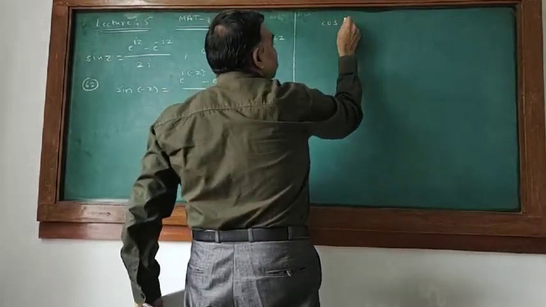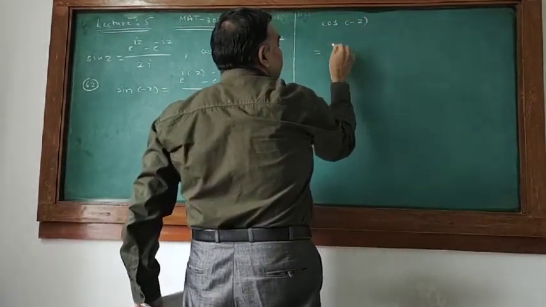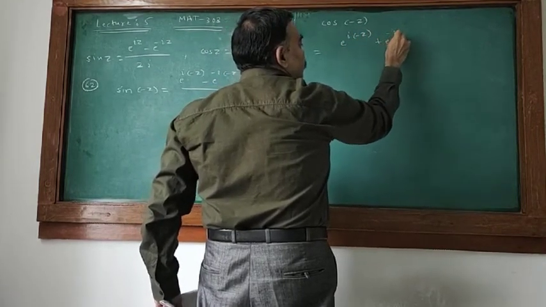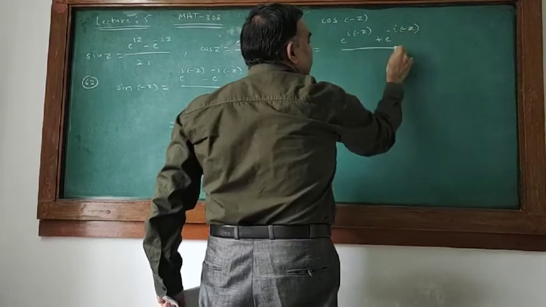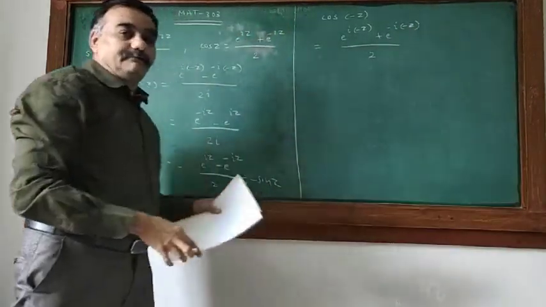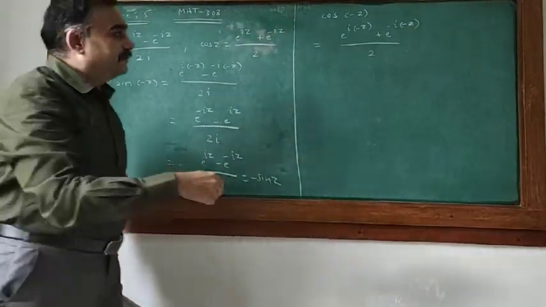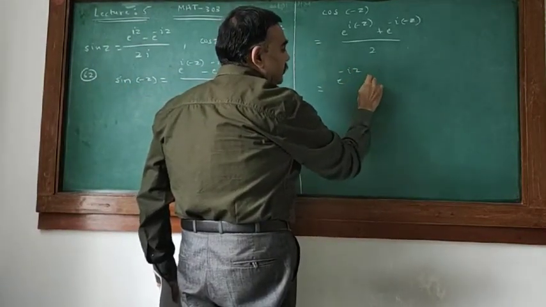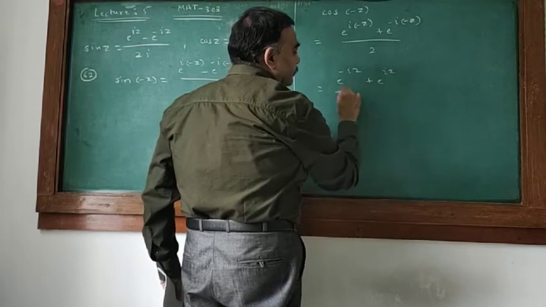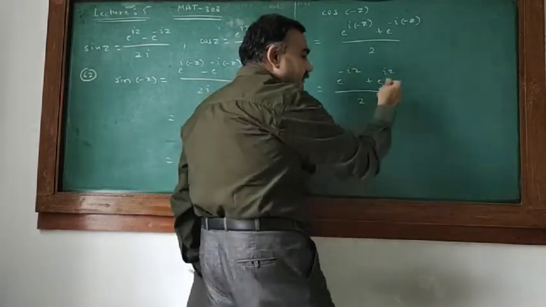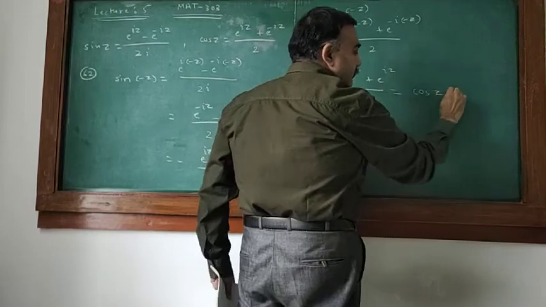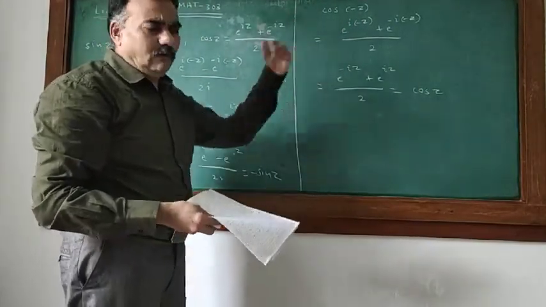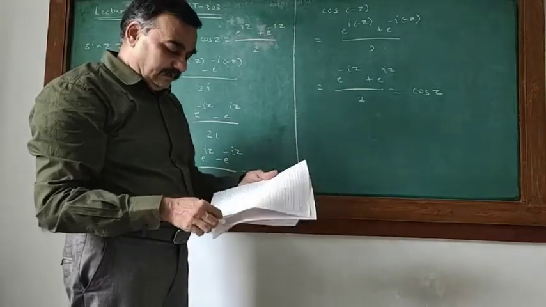Cos of minus z is e raised to i times minus z plus e raised to minus i times minus z divided by 2, as per the definition. This is equal to e raised to minus iz plus e raised to iz divided by 2, and this is cos z itself. So all these things are very easy.